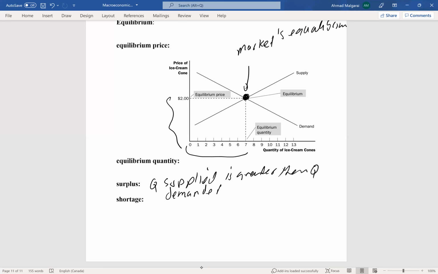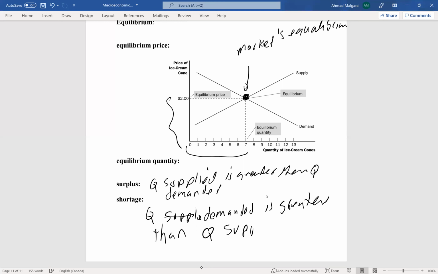And also we have a deficit, or you can call it a shortage, which is a situation in which quantity demanded is greater than quantity supplied. So if the actual price is lower than the equilibrium price, there will be a shortage of goods.